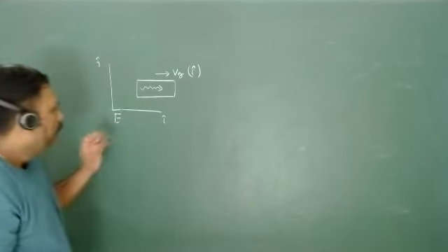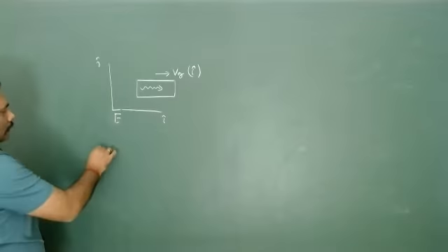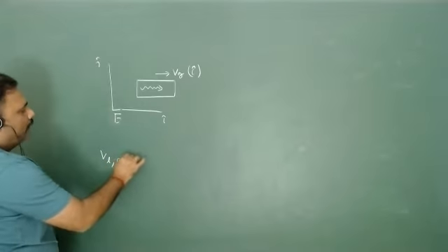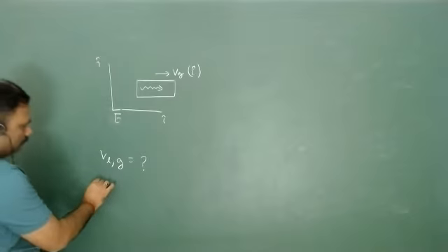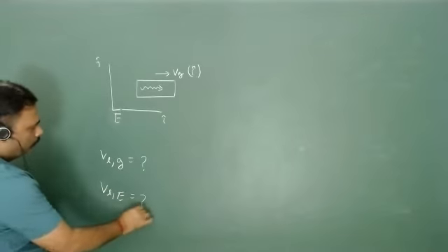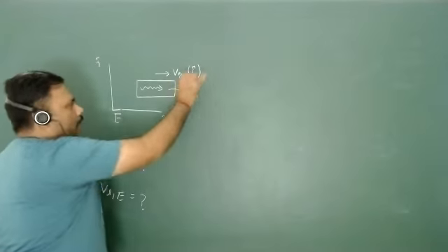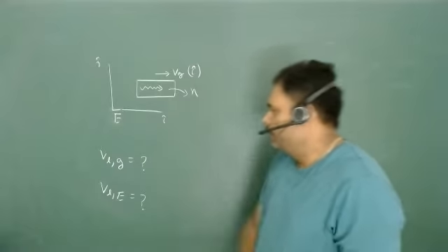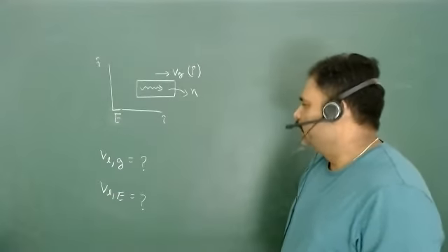What we have to do is calculate the velocity of the light pulse with respect to the glass plate. What will be the velocity of the light pulse with respect to Earth? And it is also given that the refractive index of the glass plate is some n. So we have to calculate this thing. Okay, so how will we proceed?